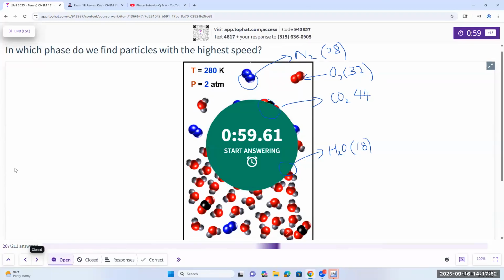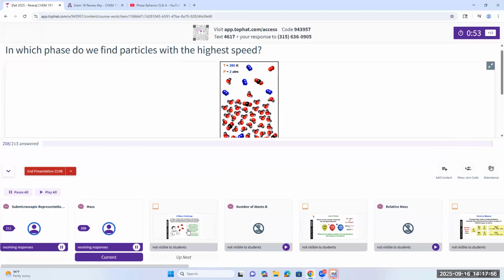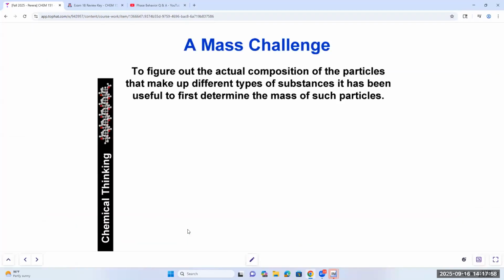So I'm going to clear my doodling. Here's the problem though. These particles we are talking about are so tiny. We cannot catch an oxygen particle from the air and keep it on a balance or a scale and get the mass of those particles. We cannot do that. So it's like this.